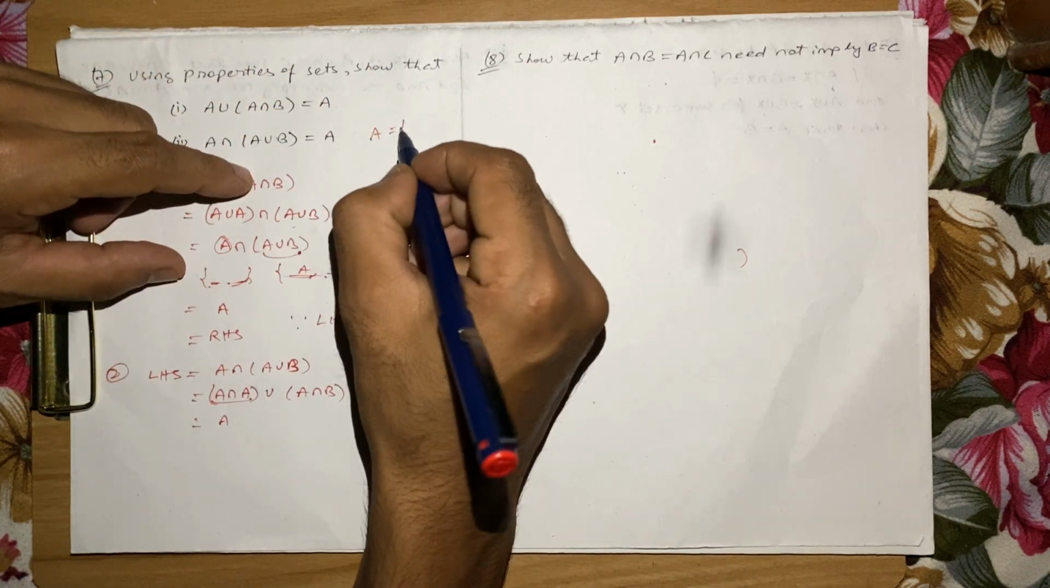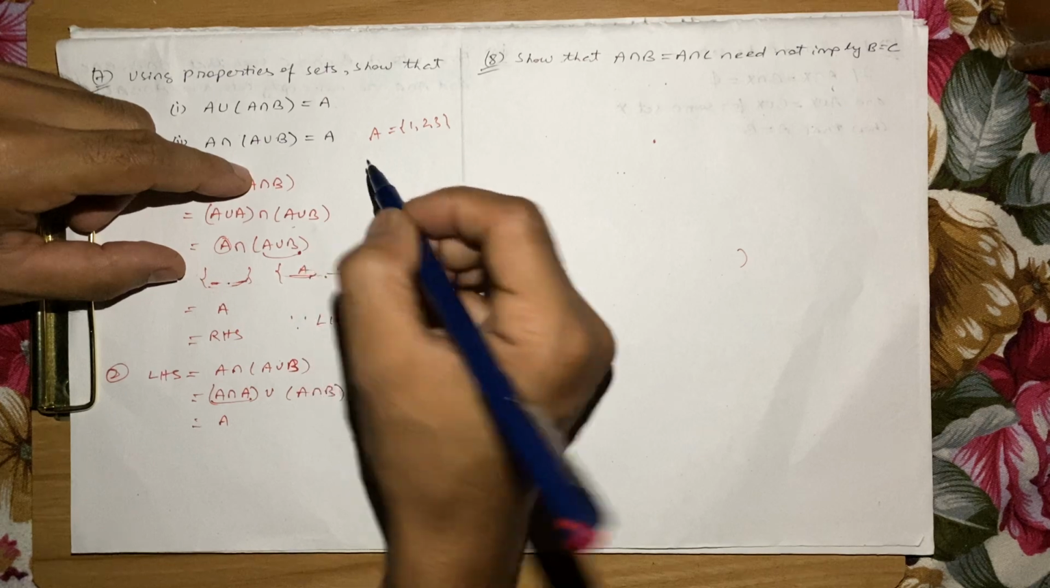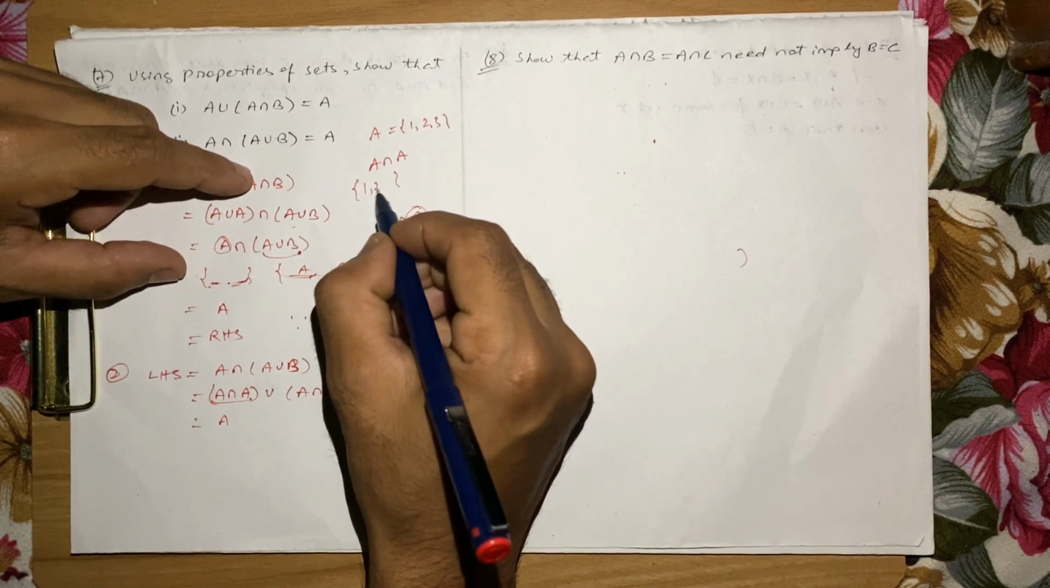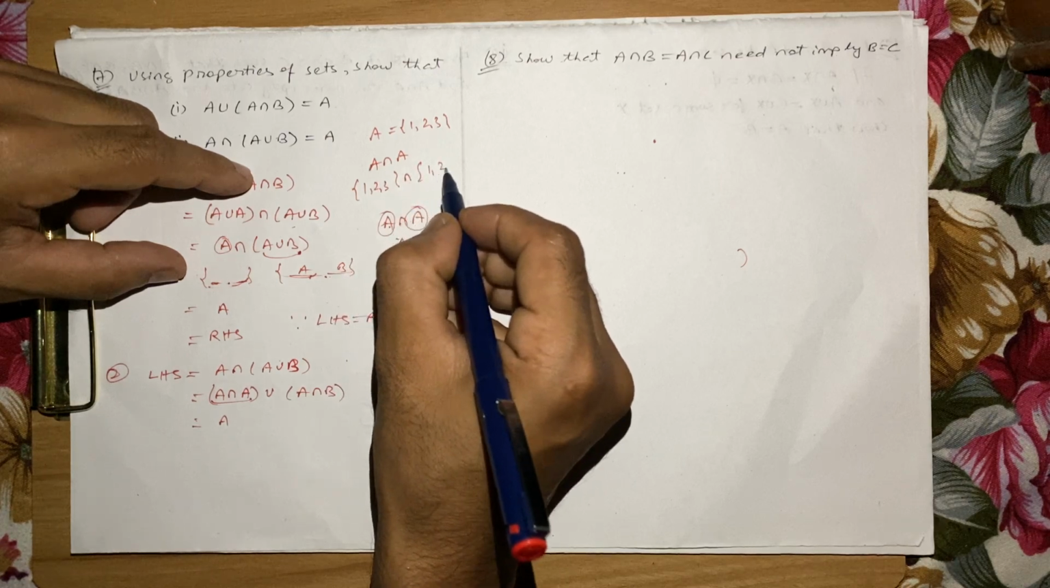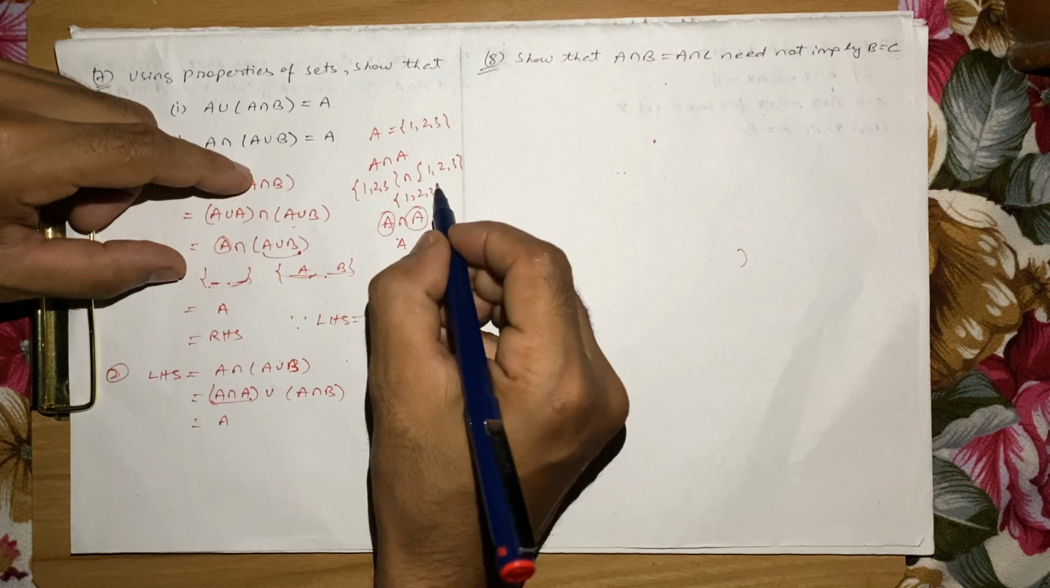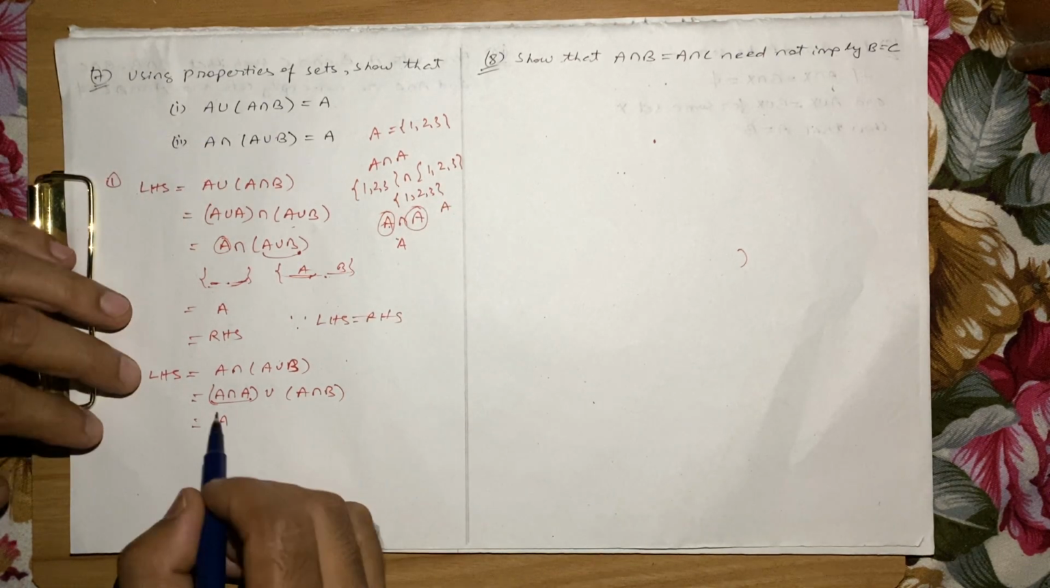Like if A is 1, 2, 3, and I do A intersection A, then I'll try to find the common elements of these two sets, right? 1, 2, 3, like this. So what is common? All of them are common. That is 1, 2, 3, which is set A itself. So this will be A.